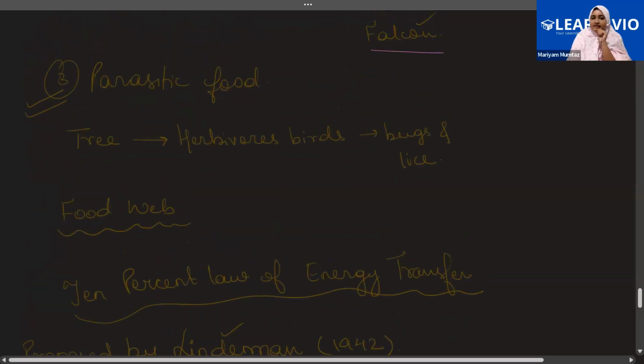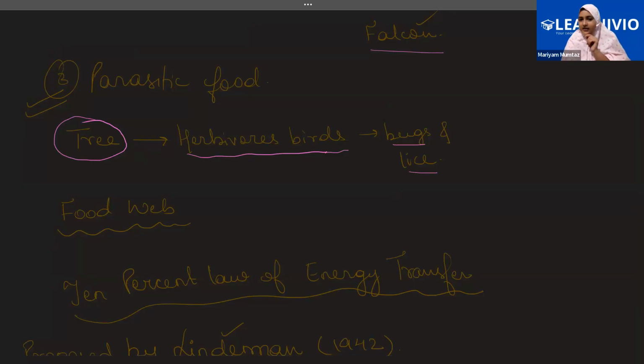Lastly, there comes the parasitic food chain, in which this tree gets eaten by the herbivorous birds, and the herbivorous birds eat the bugs and the lice. So ultimately, what is happening? A parasitic mode is being shown, right? The bugs and the lice are getting eaten upon by the birds, which is their food, and they are getting preyed on, isn't it? So that is what happens.